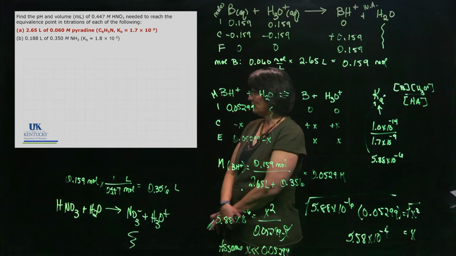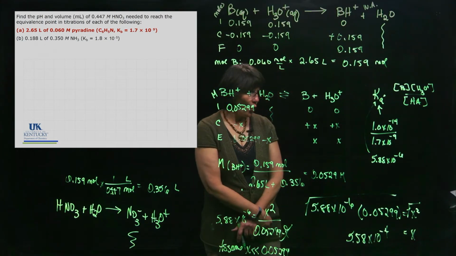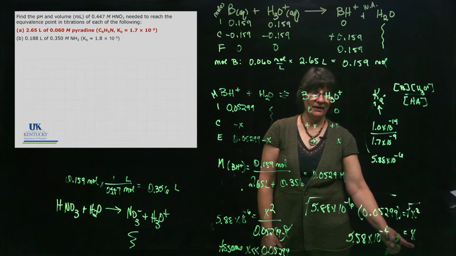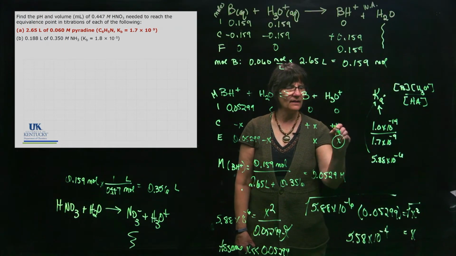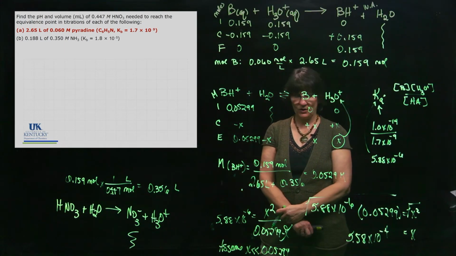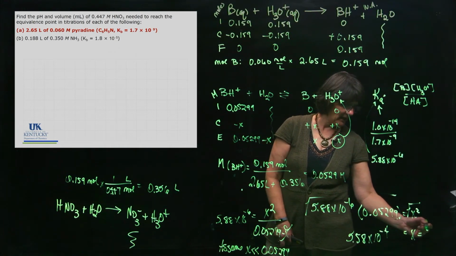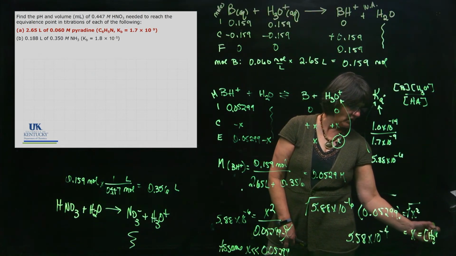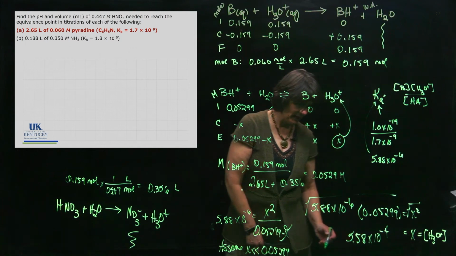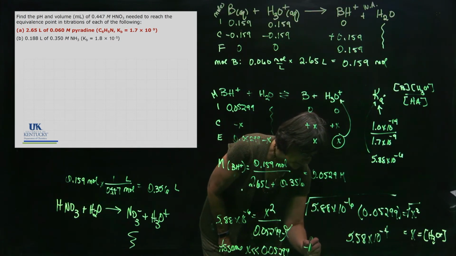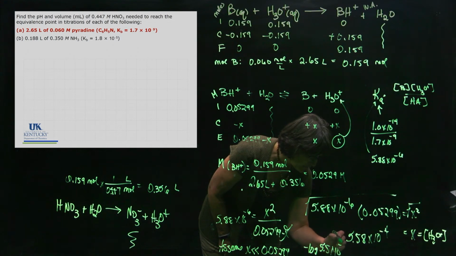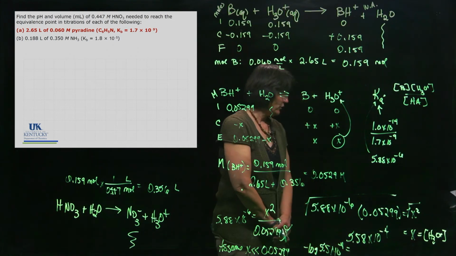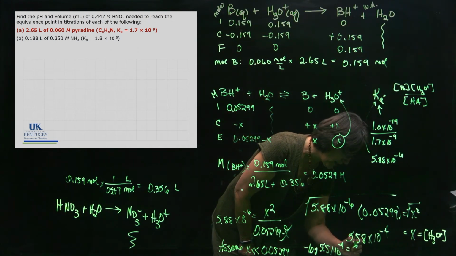We go back to the problem. It says to find the pH. What is x? Well, it's not the pH. X is the H3O plus concentration. So how do I take the H3O plus concentration and get the pH? Well, we take the negative log of that number. So the negative log of 5.5 times 10 to the minus 4 is equal to the pH, which is 3.25.